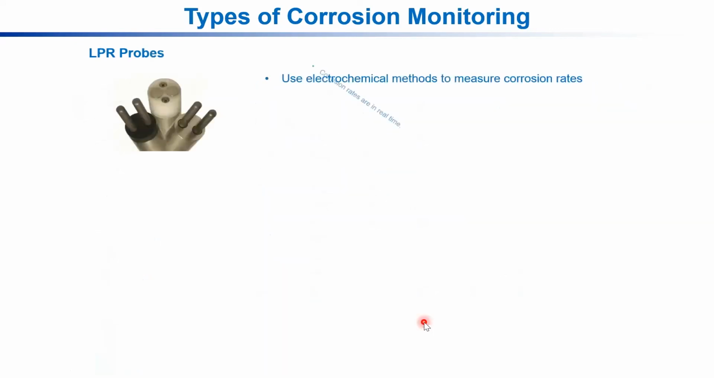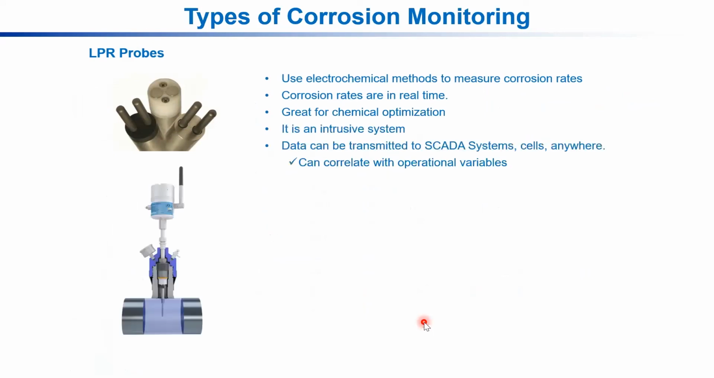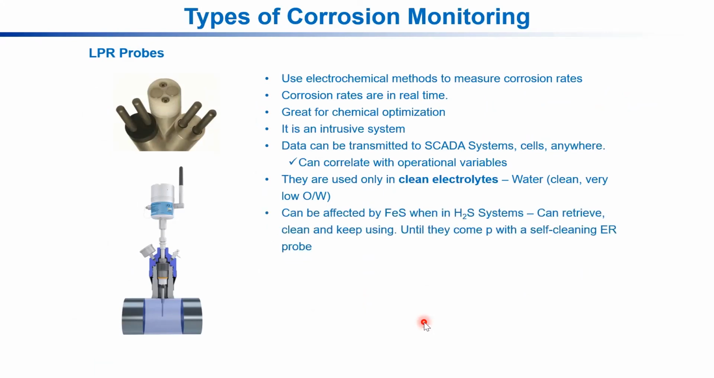LPRs, well, as we mentioned, are electrochemical means. They measure corrosion rates also in real time. They are good for chemical optimization. It is an intrusive system. Data can be transmitted likewise to SCADA. They can only be used in clean electrolytes. Water has to be clean, and if we have oil, it's got to be very low oil-water ratios. They can also be affected by FeS or by iron sulfide. They do not measure pitting rates.